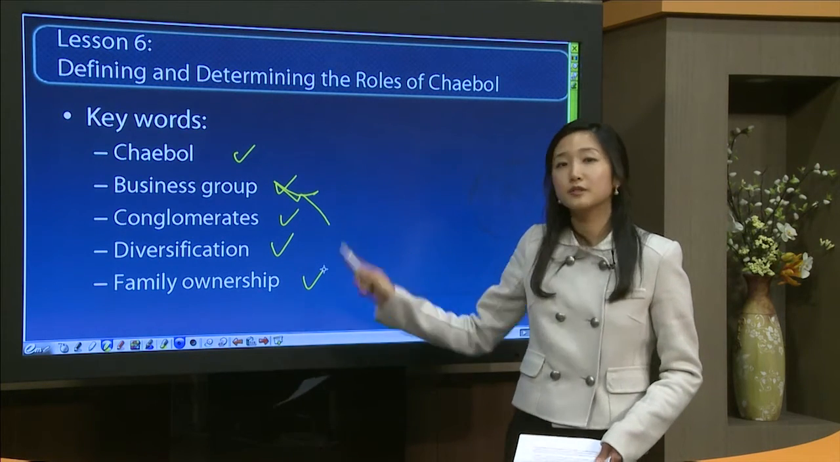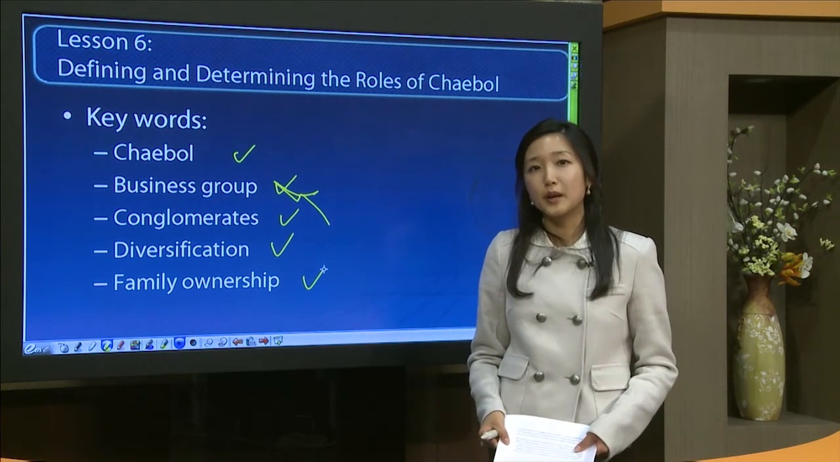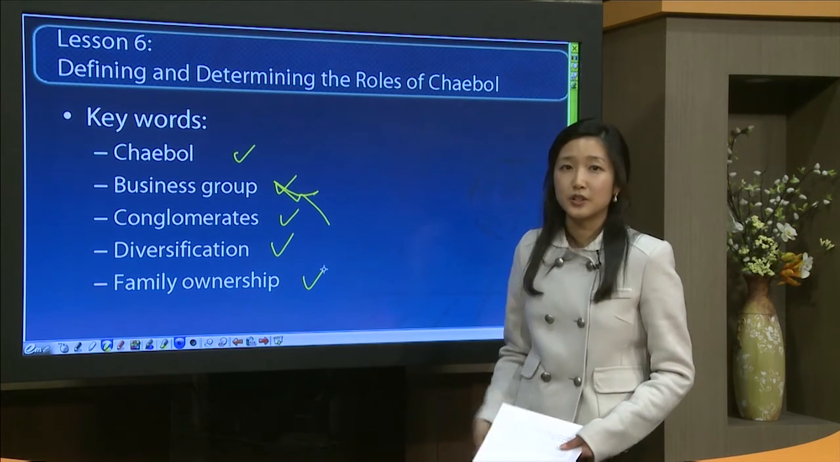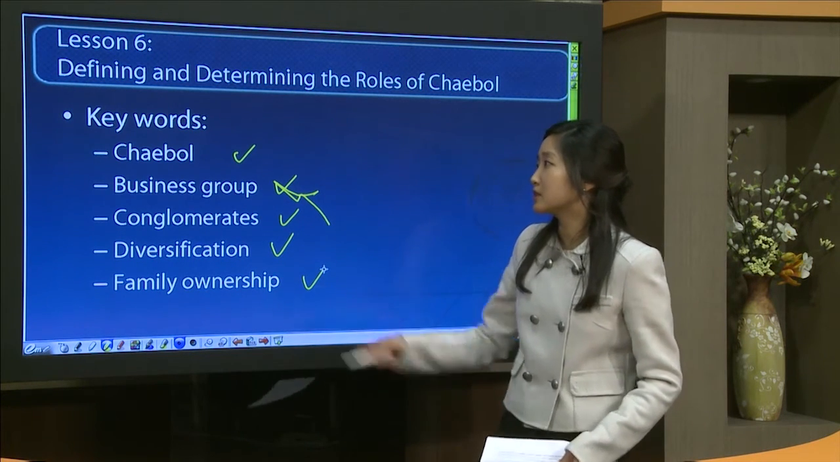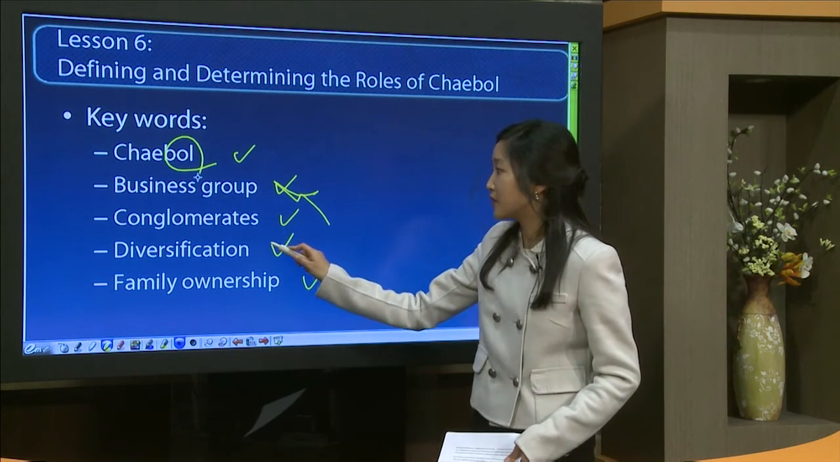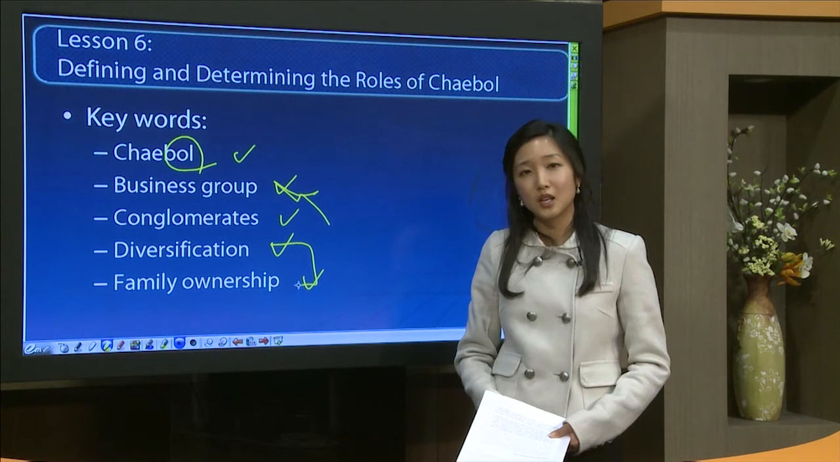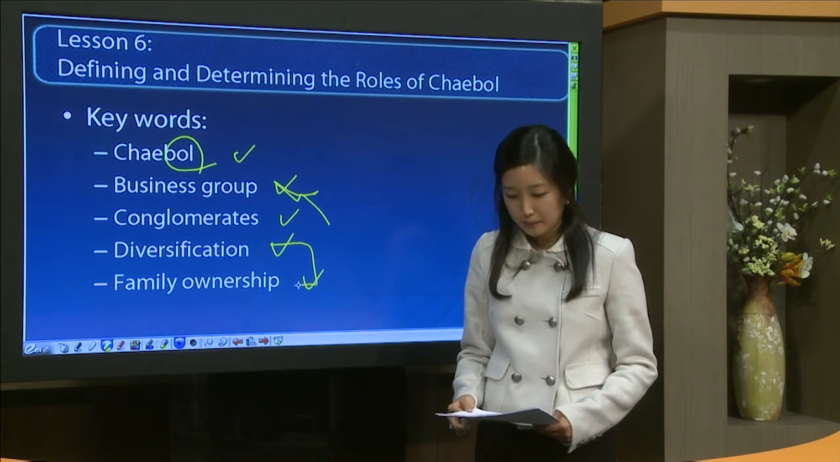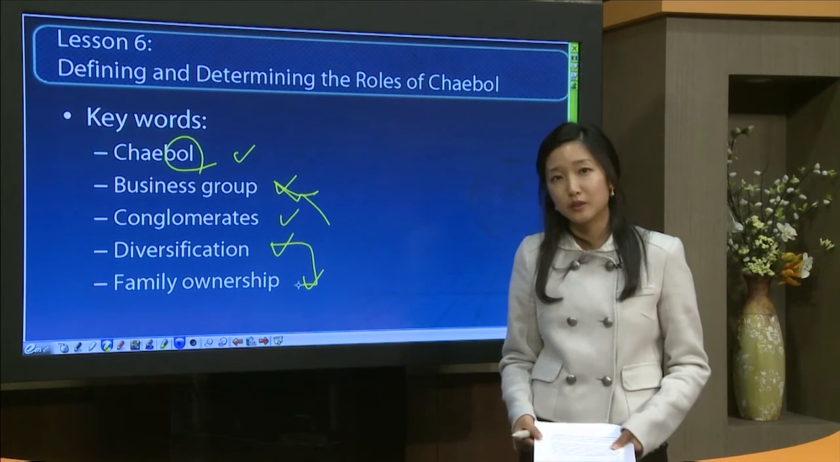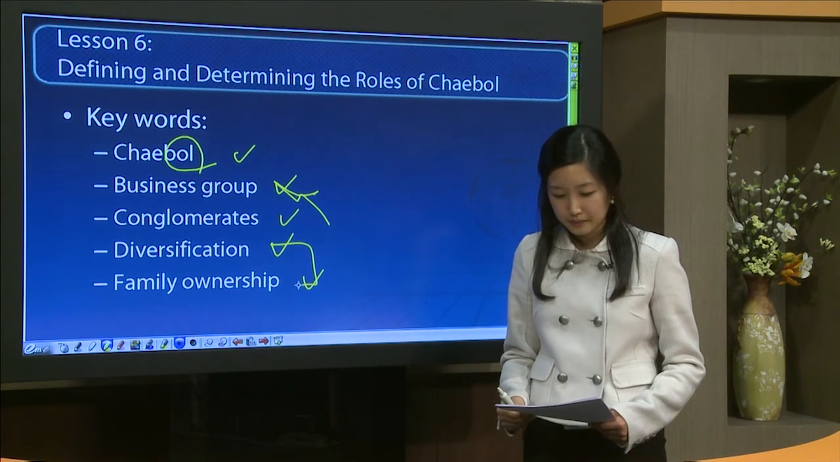Now, these first three words, chaebol, business group, and conglomerates, may seem very similar to you. But in fact, they're very different. And what differentiates chaebol from the rest of these terms are these two key traits, diversification and family ownership. I hope you use these keywords as your benchmark as you're going through this lesson's materials.